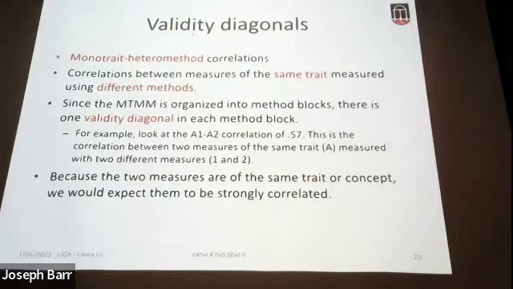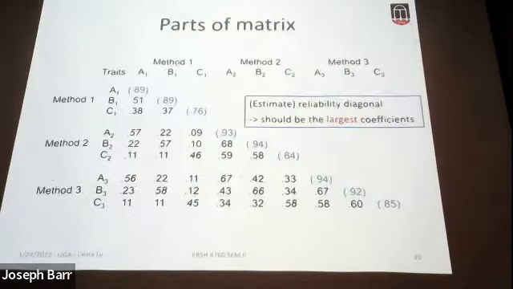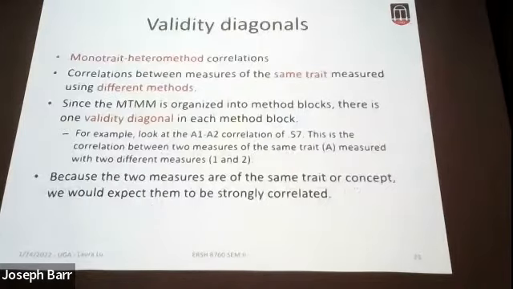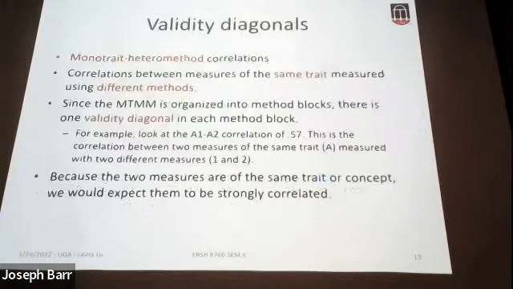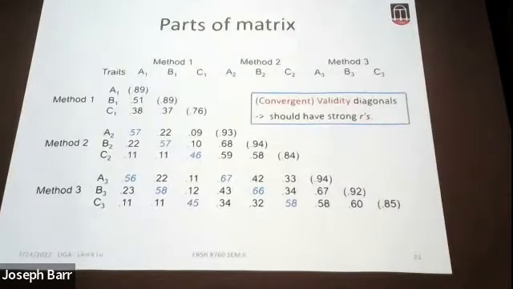Let's just look at the detailed definition. We have monotrait, heteromethod correlations. These are different concepts. These are also diagonals, called validity diagonals.